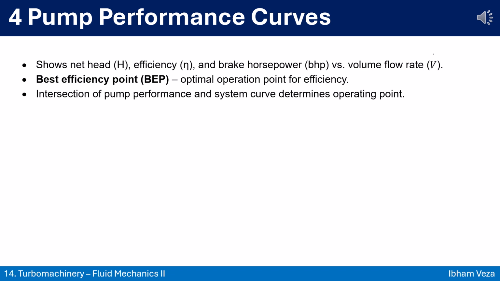But performance is not determined by the pump alone. Every system has its own set of requirements, represented by the system curve. This curve expresses how much head is needed for a given flow rate based on system characteristics such as friction and elevation changes. The true operating point of the pump is found where the pump curve intersects the system curve.